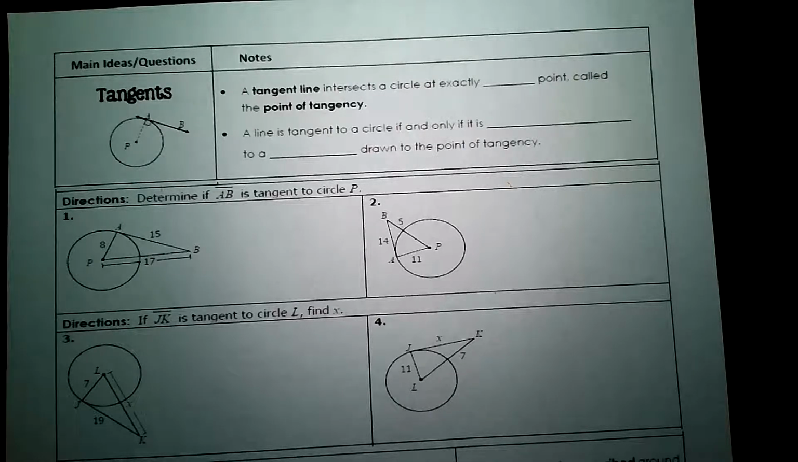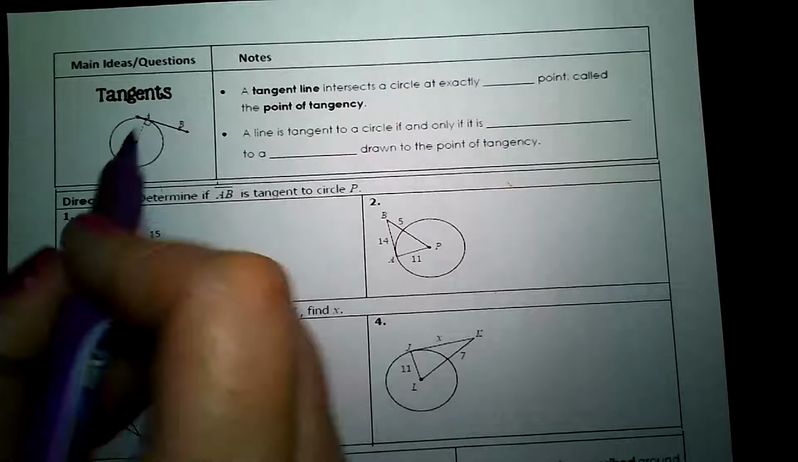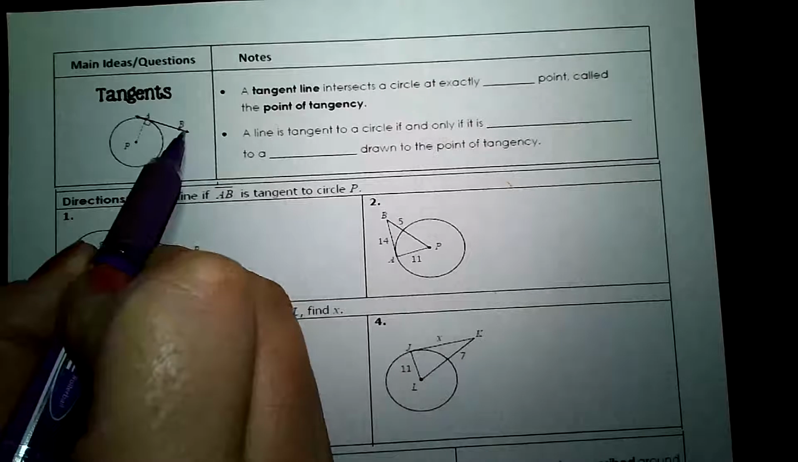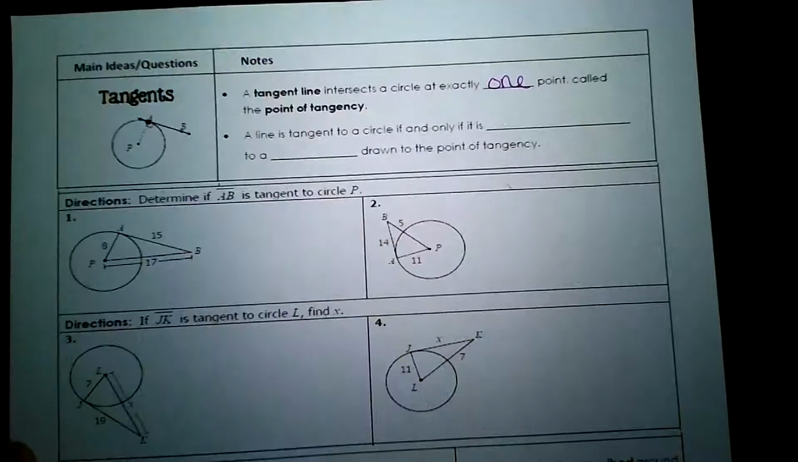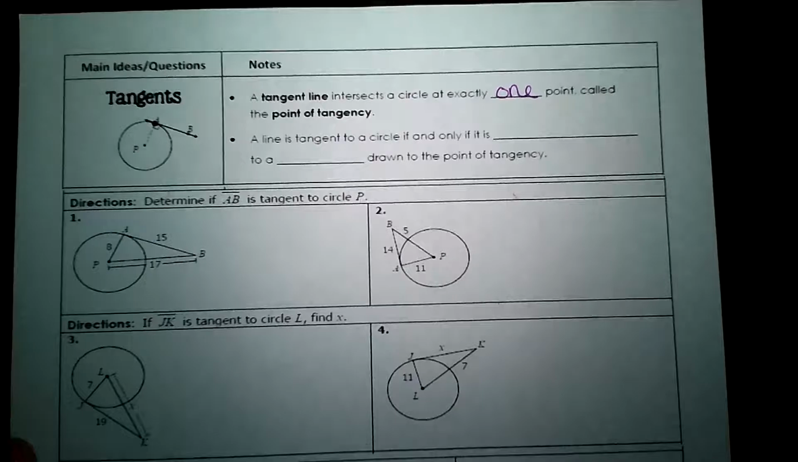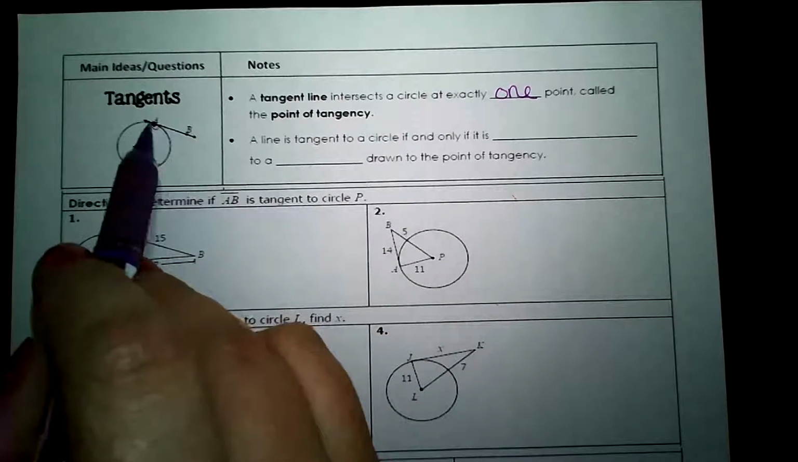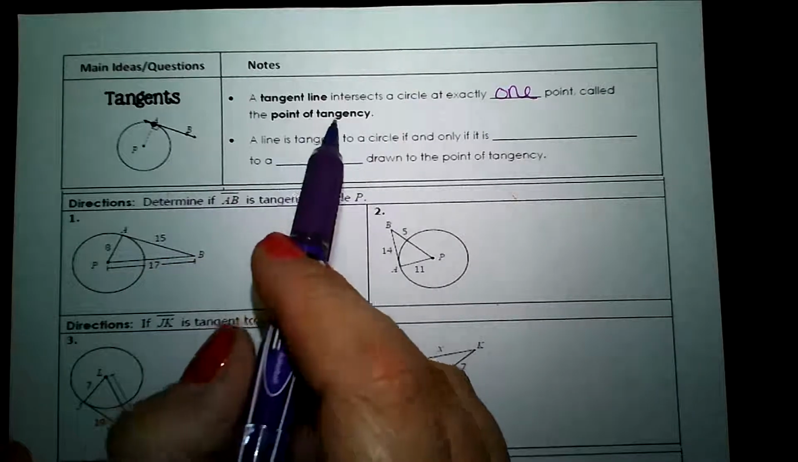So before we start, let's make sure we understand what a tangent line is. A tangent line intersects the circle at exactly one point. It hits it right on the edge of the circle, and it keeps zooming right on by. That point is called the point of tangency. Okay, I feel like that kind of makes sense. This tangent line hits at this point, so that's called the point of tangency.